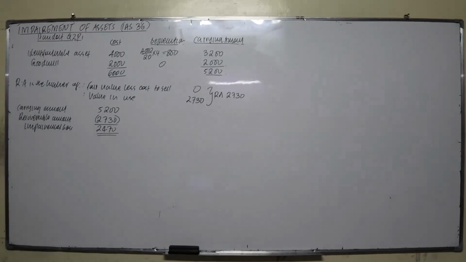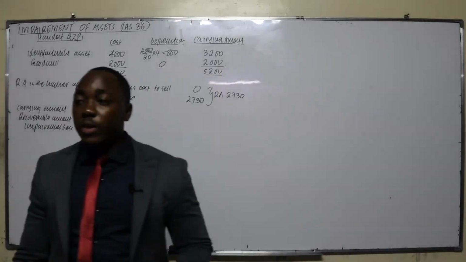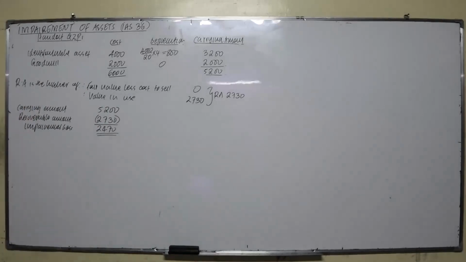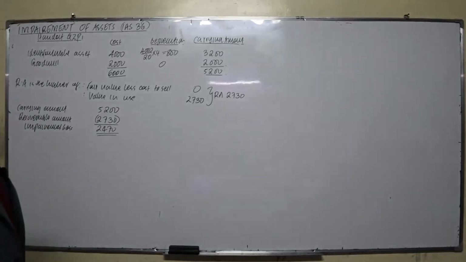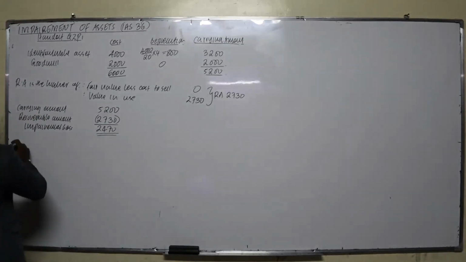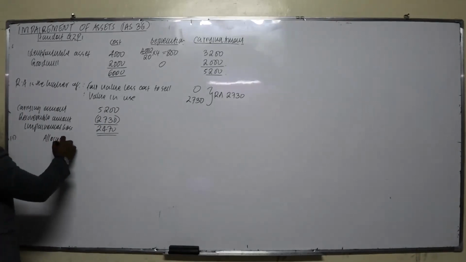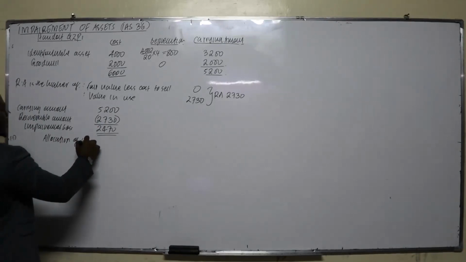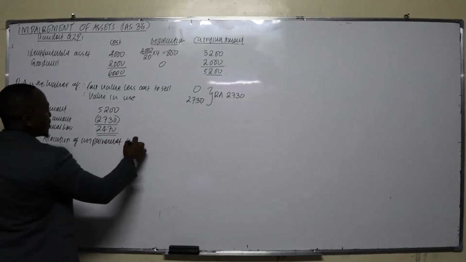But the question required that you calculate the impairment loss and state how it should be allocated to the assets. How should it be allocated? Now, this is not a cash generating asset. This is a cash generating unit because we have more than one asset. In case of more than one asset, how do we do the allocation? So, allocation of impairment loss.